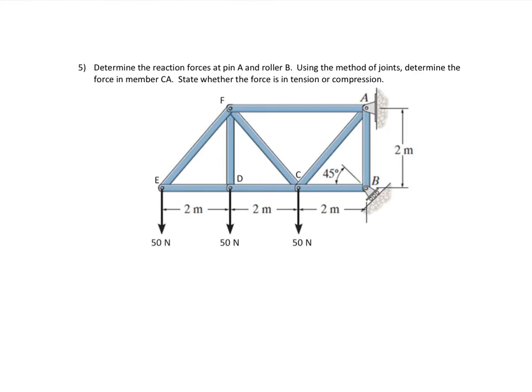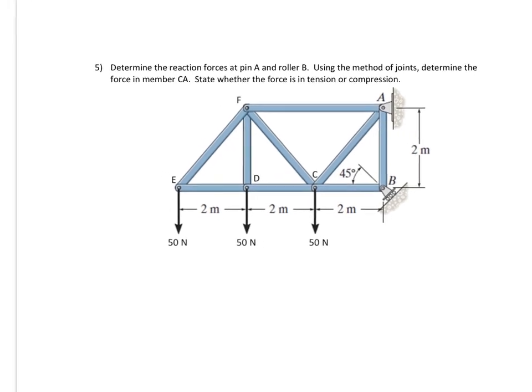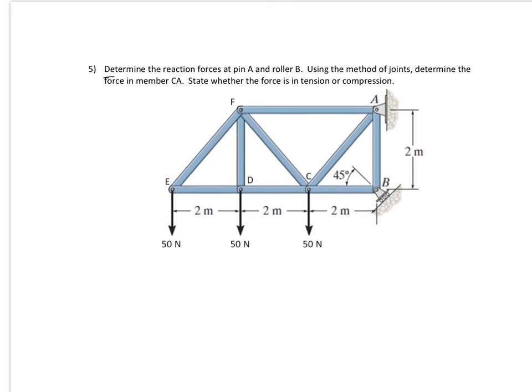Okay, and so here is review problem number 5. So remember, the last problem on your test will be a truss problem. You have to be ready for method of joints and method of sections. And this one says, first, determine the reaction forces at pin A and roller B. So I have to solve for those.